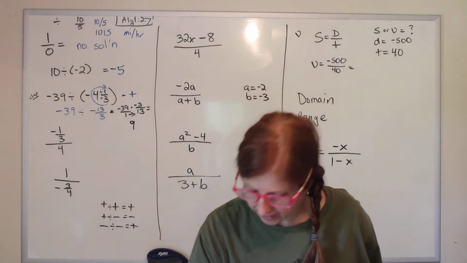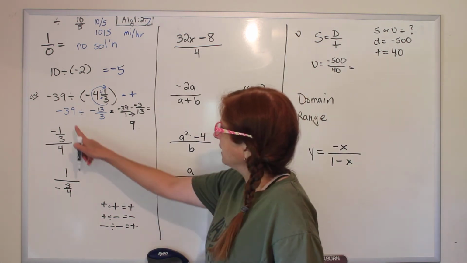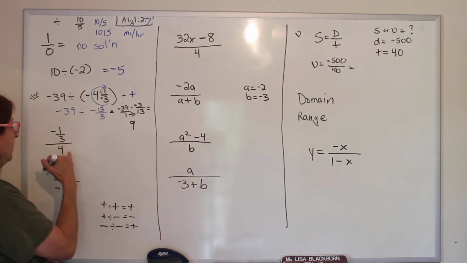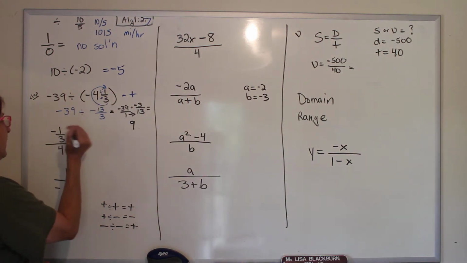What about that ugly thing? Well, it is 1/3 divided by 4. So we could write it out this way.